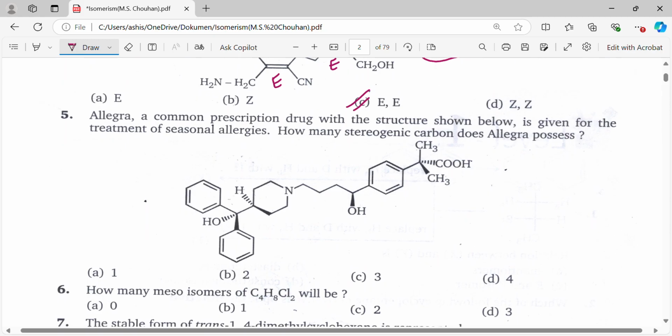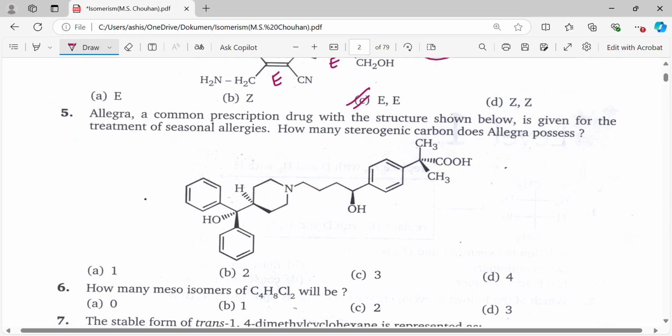Allegra, a common prescription drug, with the structure. We have to find out how many stereogenic carbons Allegra possesses. Stereogenic carbon means we have to find out how many chiral carbons are present. A chiral carbon is a carbon which is attached to four different groups. So only one chiral carbon is present here. So the answer will be A.